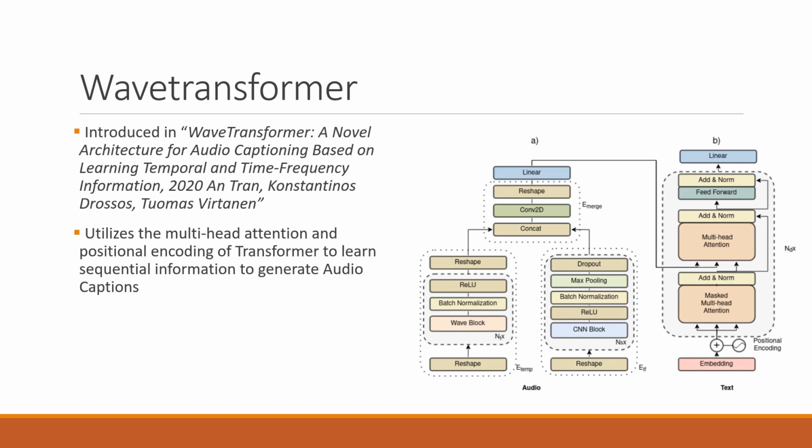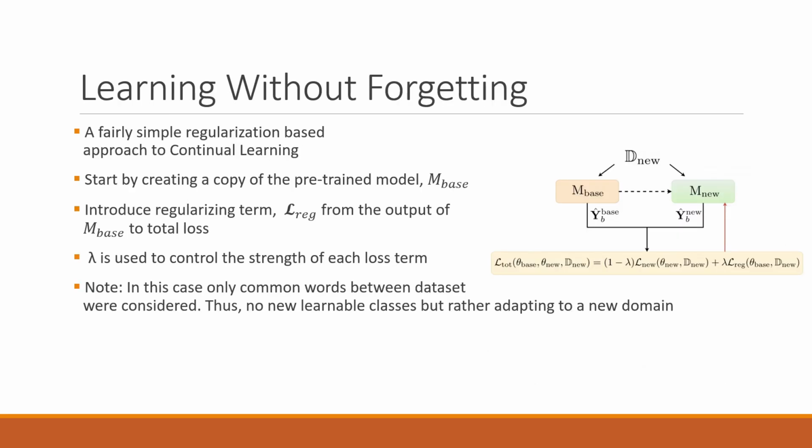For the model itself, we used the WaveTransformer model that was introduced in the WaveTransformer paper from 2020. It's a transformer-based model that uses the multi-headed attention and positional encoding of the transformer to learn the sequential information to generate audio captions. For the continual learning method, we chose learning without forgetting, which is a fairly simple, regularizing based algorithm for continual learning.